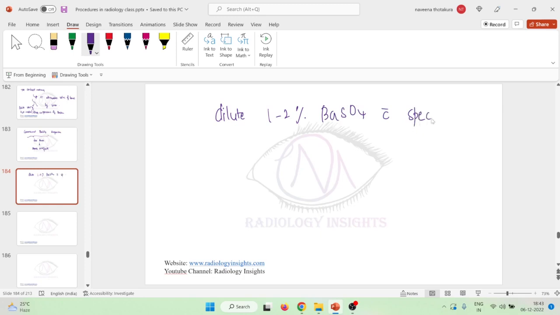Special suspending agents are being used nowadays for performing this contrast agent in CT. Okay, next.